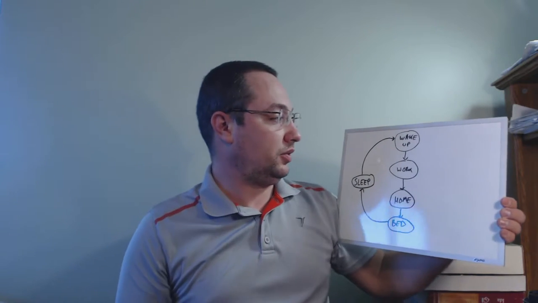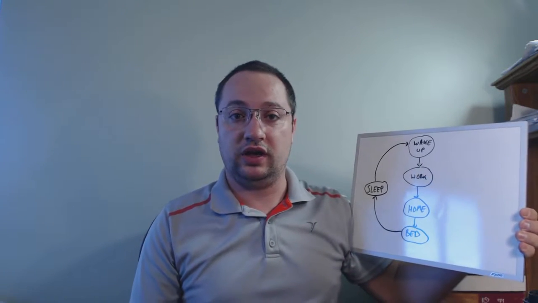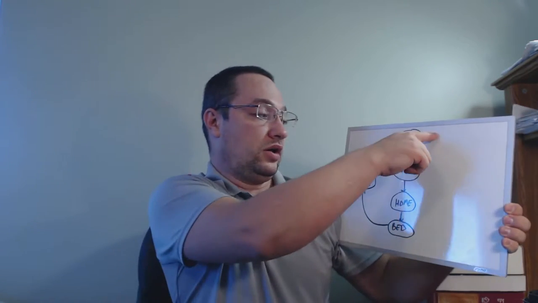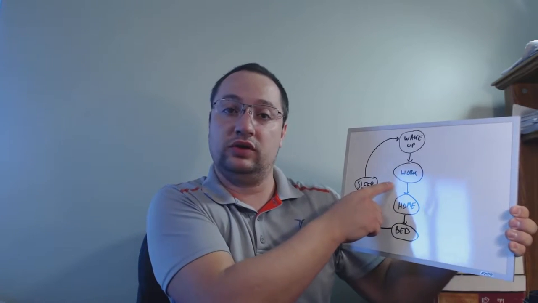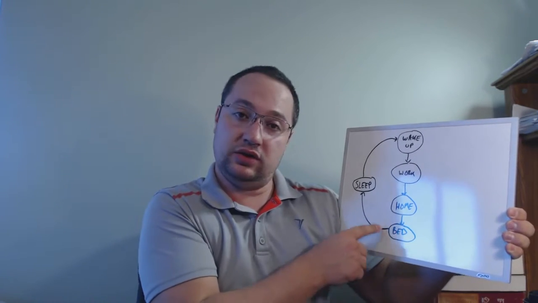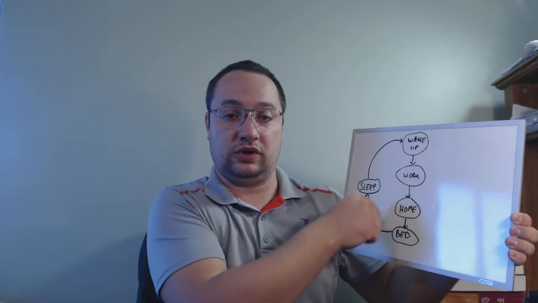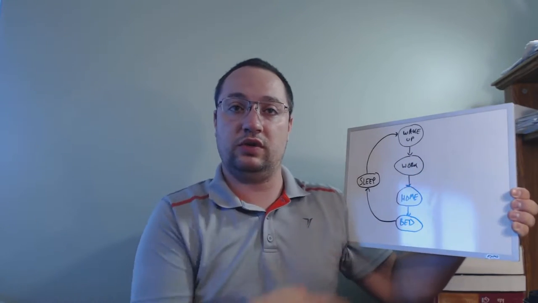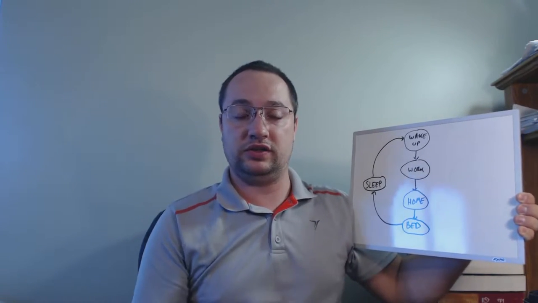So the question is, what is a state machine or a finite state machine? It is a way to look at a series of events and how they're all linked together. So here is a very, very basic example of a finite state machine. And this is how your normal day might go about. So you wake up, you go to work, you come home, you go to bed, you sleep, you wake up, you work, you go to bed. This is a representation of a basic flow of a finite state machine.